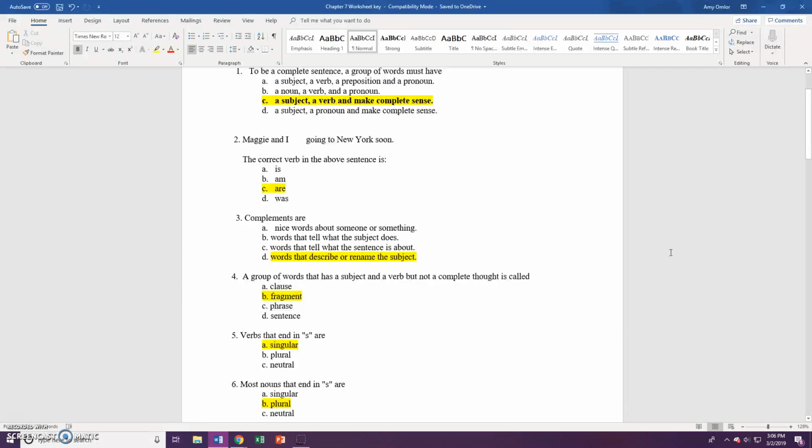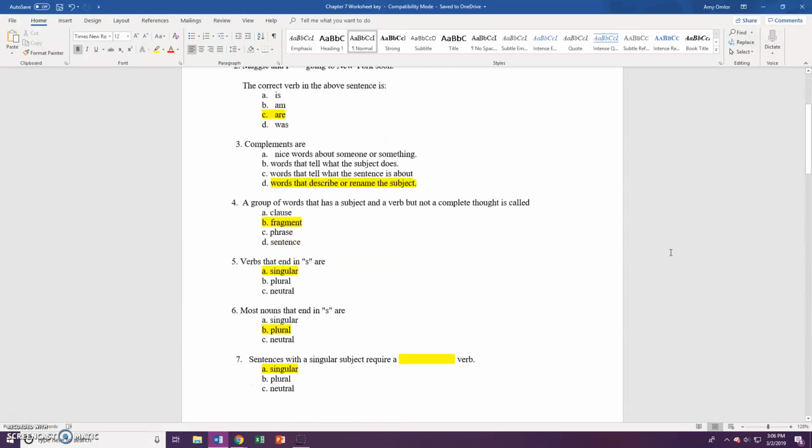Number 3. Complements with an E are words that describe or rename the subject, unlike complements with an I that are the nice words about someone or something. Number 4. A group of words that has a subject and a verb but not a complete thought is called a fragment. Verbs that end in S are singular, and most nouns that end in S are plural.